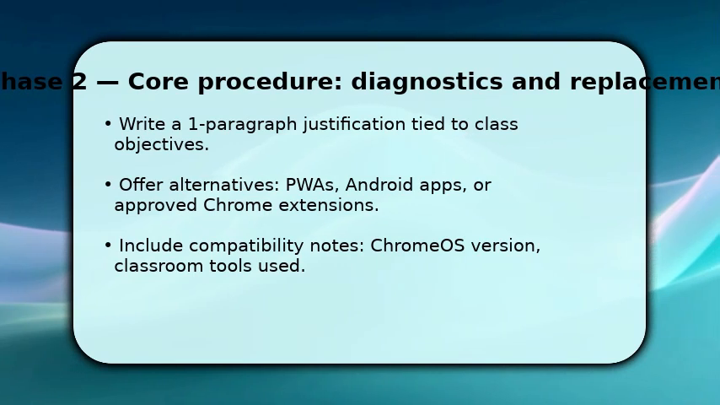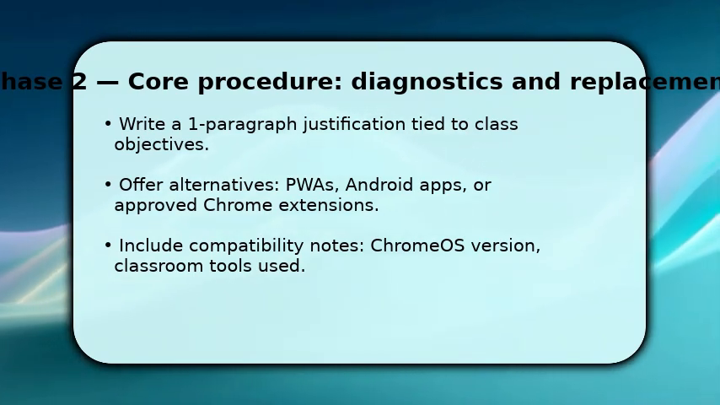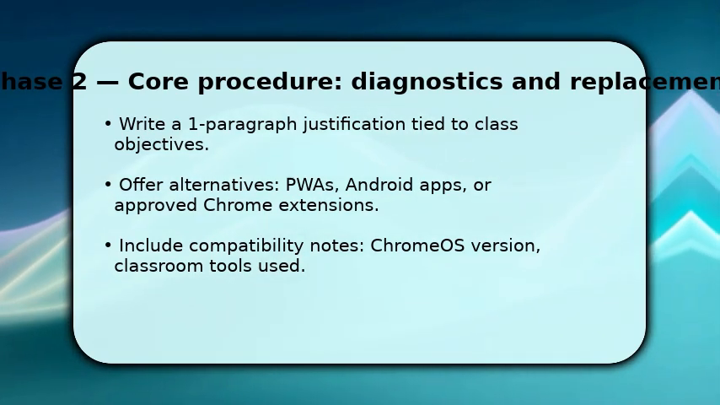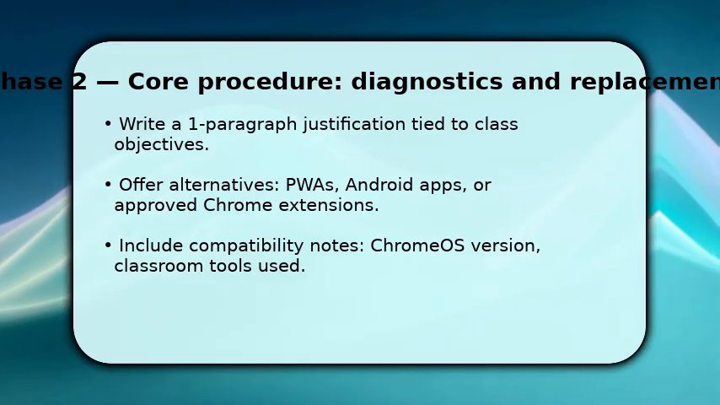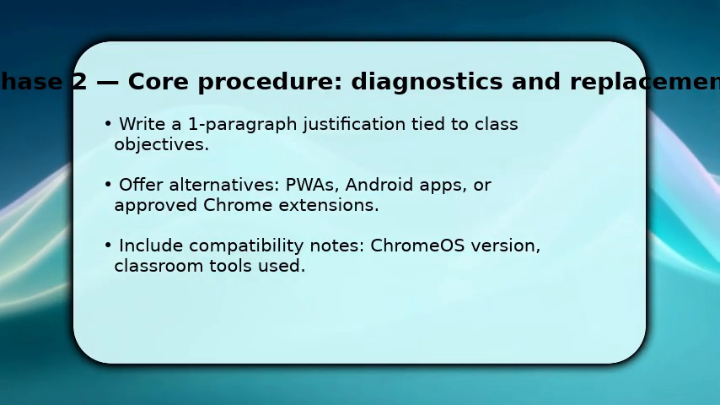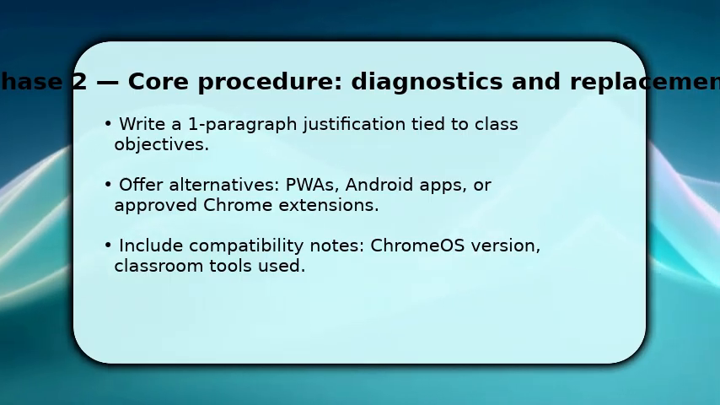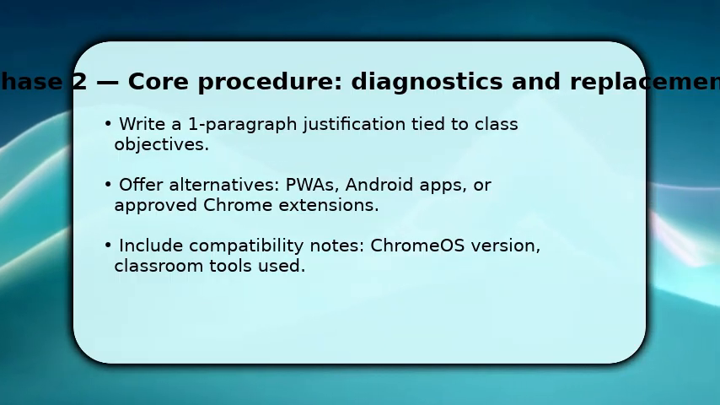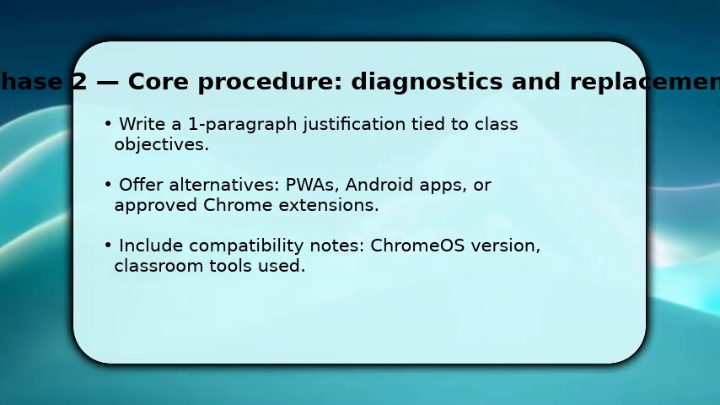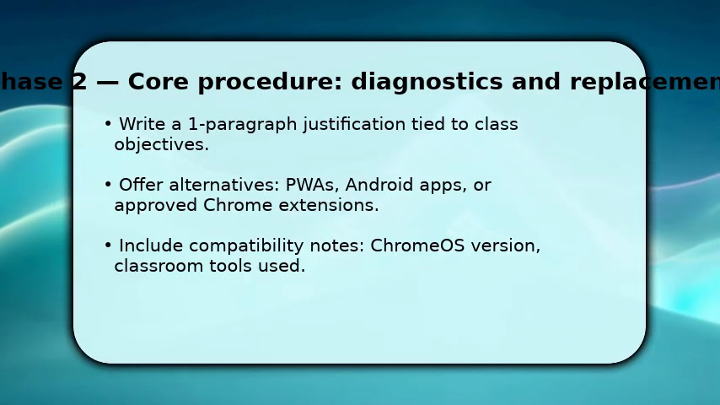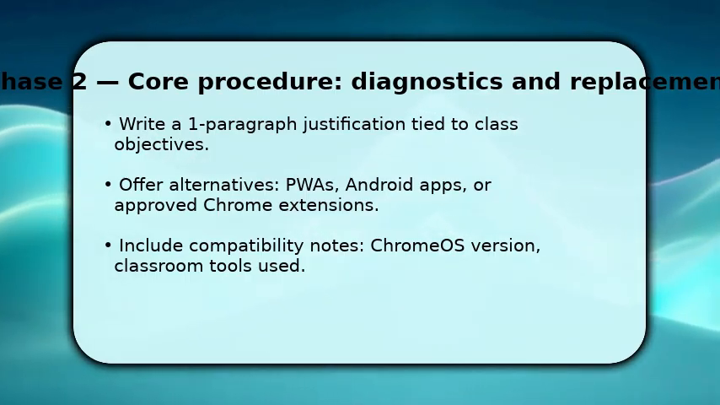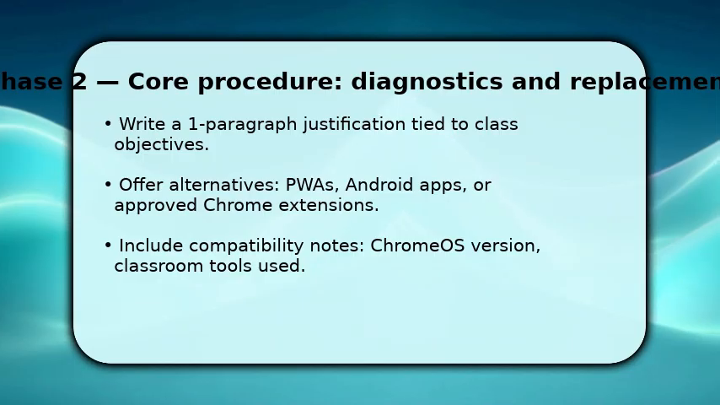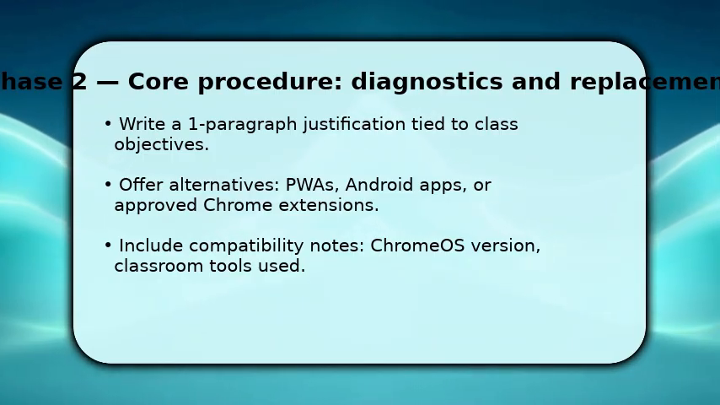Next, draft a concise, professional request that explains how the extension supports a specific class task, with evidence of educational benefit. Explain alternatives you tried, such as a progressive web app or an Android app, so they see you researched options. Make sure to list compatibility details like Chrome OS version and any classroom tools it integrates with. This helps IT evaluate risk and utility quickly. When you show responsibility, admins are more likely to approve.